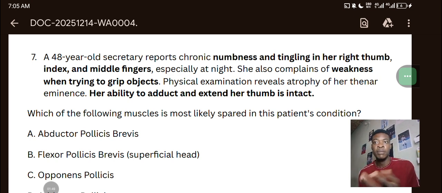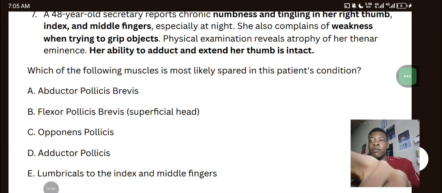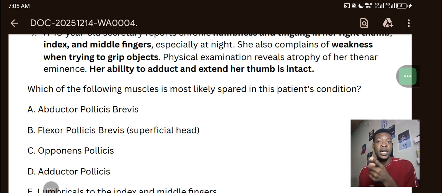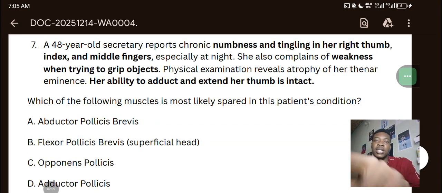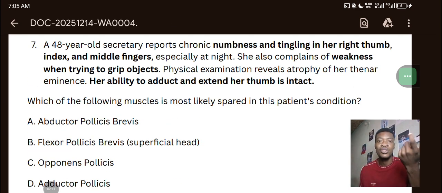So the option says abductor pollicis brevis. Obviously it is affected because there is atrophy of the thenar eminence, and we talked about the thenar muscles some time ago. All right. We have the flexor pollicis brevis, the superficial head. Since it is the superficial head, it is affected. If it's the deep head, then you can say it's the ulnar nerve, right? Opponens pollicis affects opposition, if it's affected.